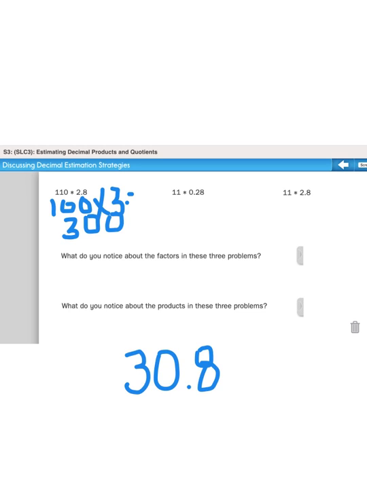11 times 28 hundredths will be less than 11 because 28 hundredths is less than 1. So if the number is going to be less than 11, we know that there's no way the answer could be 30 and 8/10. Finally, we have 11 times 2 and 8/10. 11 is close to 10, and 2.8 is close to 3, so that gives us an estimate of 30. That is very close to 30.8, so that one would have to be the correct answer.